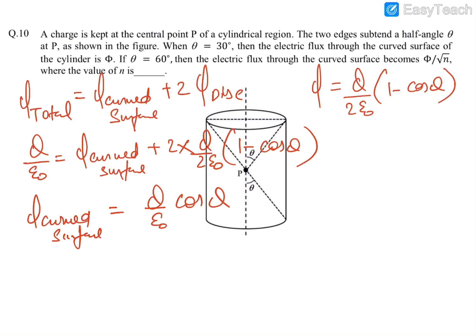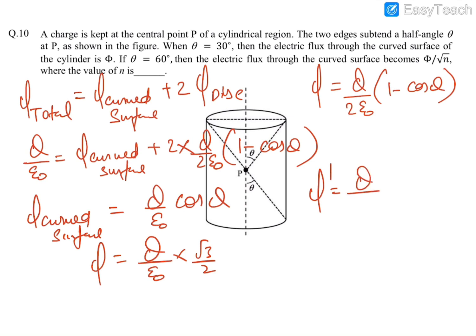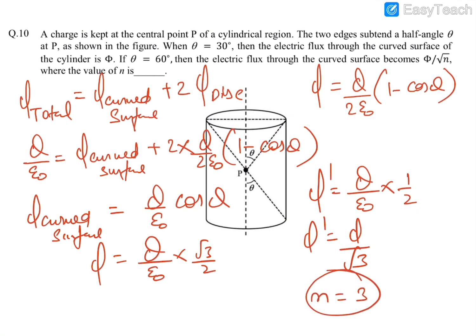So when theta is 30 degree, flux phi will be q by epsilon naught into cos 30, which is root 3 by 2, and when theta is 60 degree, it is q by epsilon naught into cos 60, which is 1 by 2. So you can see that phi dash is phi by root 3, and therefore n will be equal to 3. So the correct answer is 3. Now we move on to the next question.